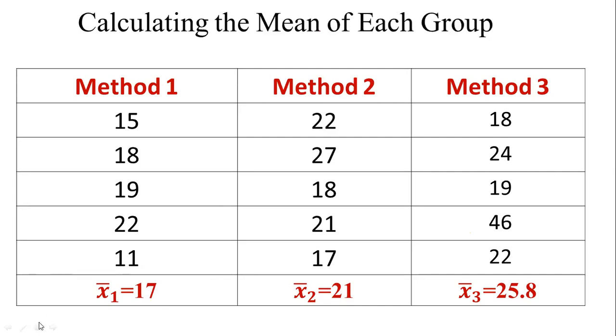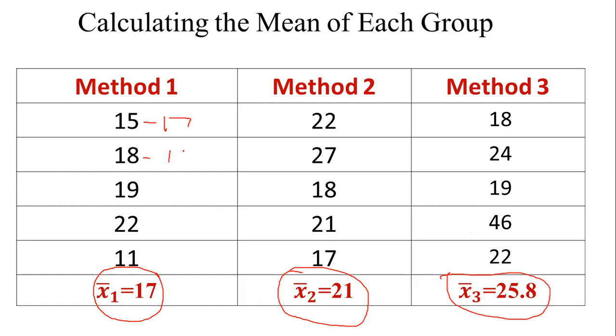So the most important thing on this table is the mean that we have calculated: the first mean, the second mean, and the third mean. Now, we are going to look at the variance of each group. We are going to be minusing each group with its own mean. For example, we take group method 1, and then we minus the mean, which is 17.